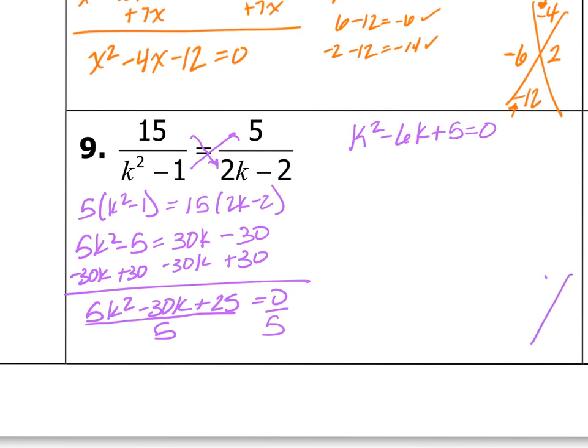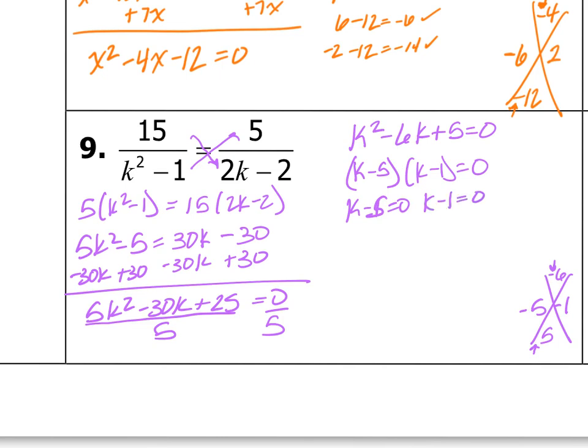So now I'm going to factor. What multiplies to be 5, adds to be negative 6? The only thing that multiplies to be 5 is 5 and 1. And this is positive, this is negative, so they both need to be negative. So I've got k minus 5 times k minus 1 equals 0. So k minus 5 equals 0, and k minus 1 equals 0. Sorry, I don't like that, so I'm going to fix this 5 here. K minus 5. So k is going to equal 5 and 1.